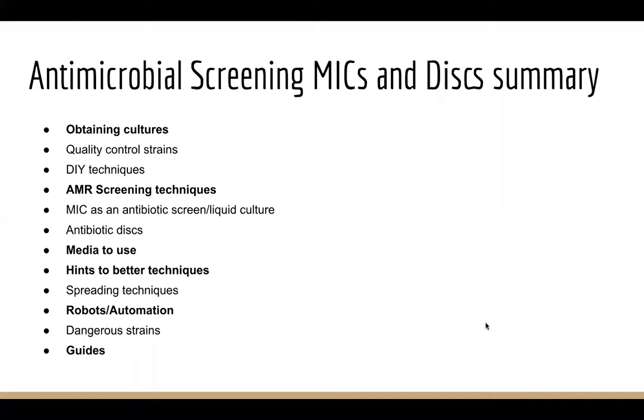And so today we're going to be learning about obtaining cultures, the quality control of strains, DOI techniques, AMR screening techniques, MIC testing, so the minimum inhibitory concentration, a little bit about antibiotic discs, the media to use, and hints at better techniques. We're going to look specifically at the EUCAST guidance in AMR testing, because it's used so often. Then spreading techniques, a tiny bit about robots and automation, and dangerous strains, and then that's it really.